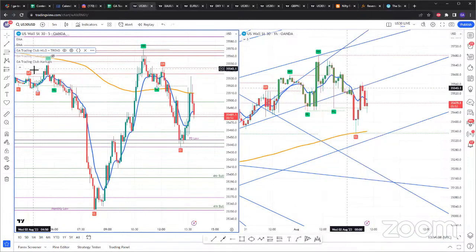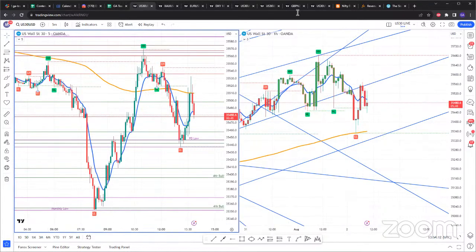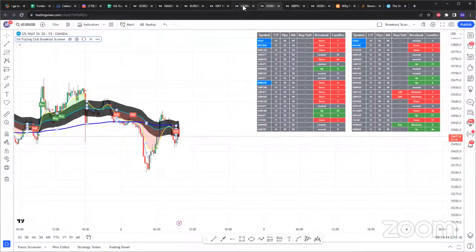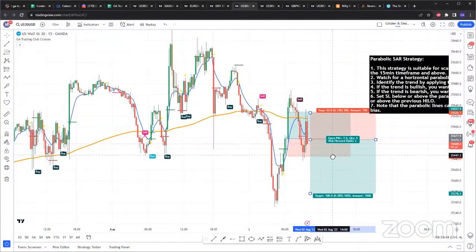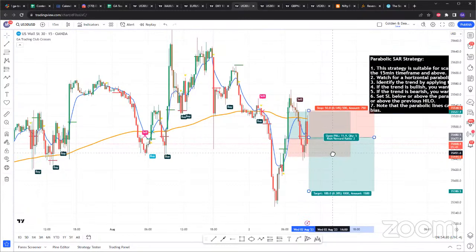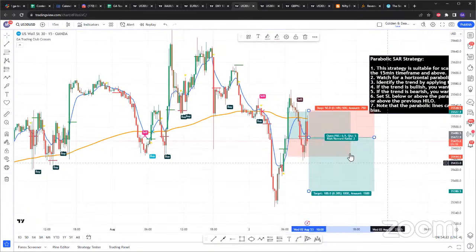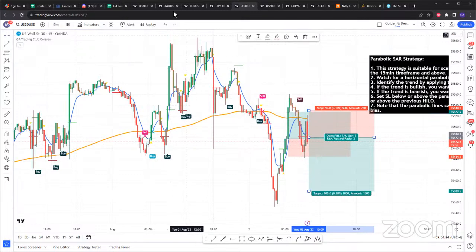Now, other than this parabolic strategy, I'm also watching this one. I'm watching this entry right here. So we need a break and retest, and this will ideally be a scalp. This is again on the 15-minute, so we have another 20 or so minutes.